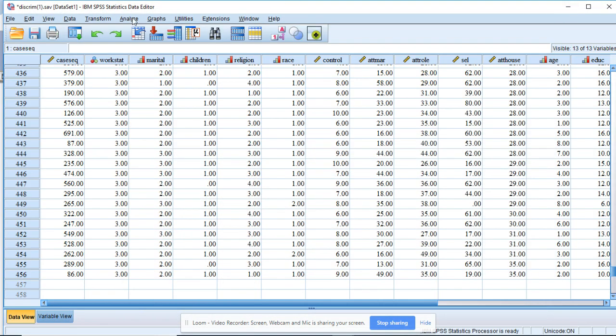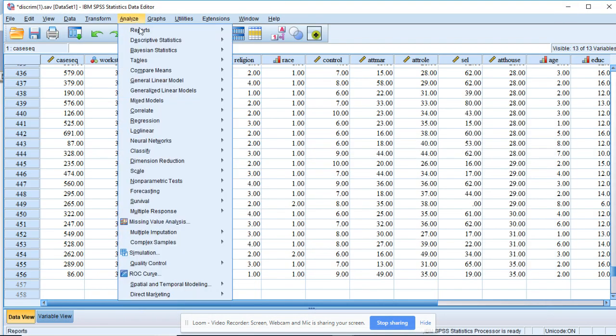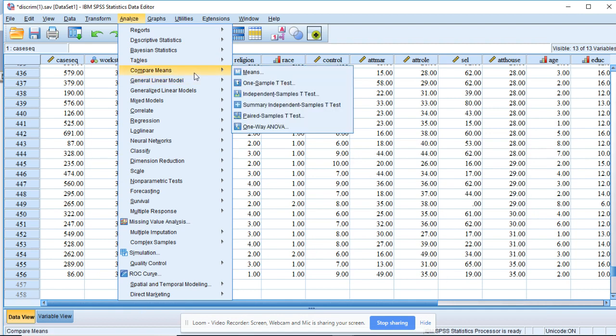So click Save, and then we'll go over to Analyze, Compare Means. We can get to the one-way ANOVA that way.